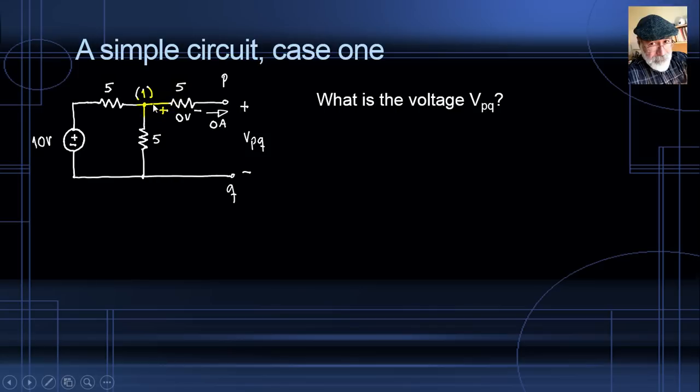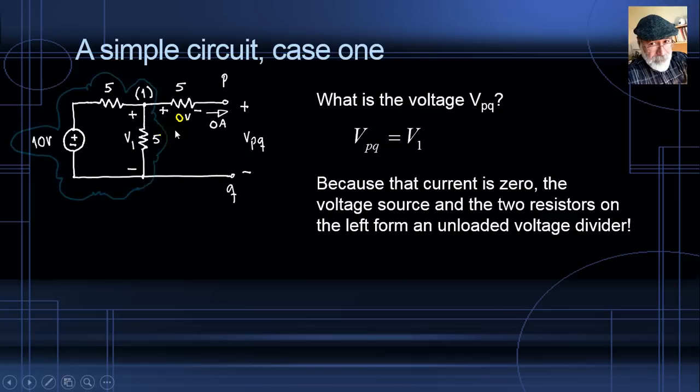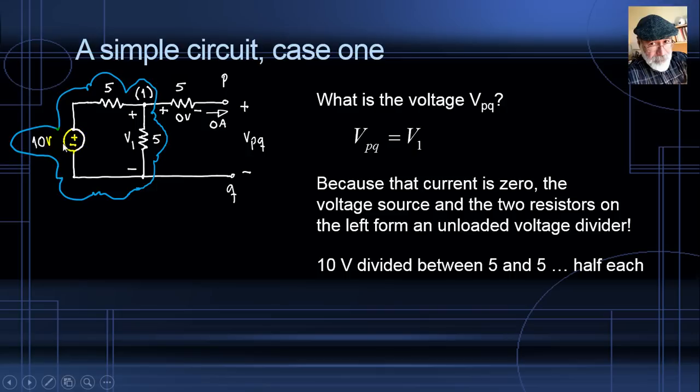Because as this current here between 1 and P is 0, all of this area in this cloud is a voltage divider with no load. We have 10 volts being divided between these two 5 ohm resistors. Of course, V1 is going to be just half of 10 volts, 5 volts. That is V1. But the question remains, what is VPQ? We've learned that node 1 and node P are at the same height. That means that V1 is just VPQ, 5 volts, and that is the answer to this question.